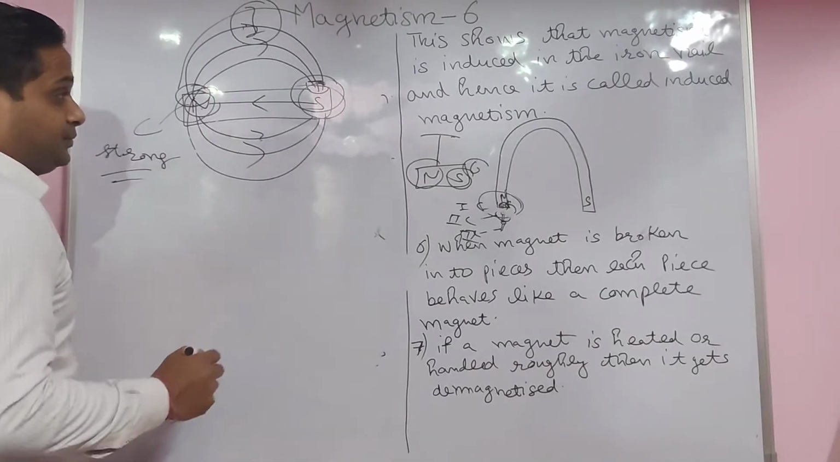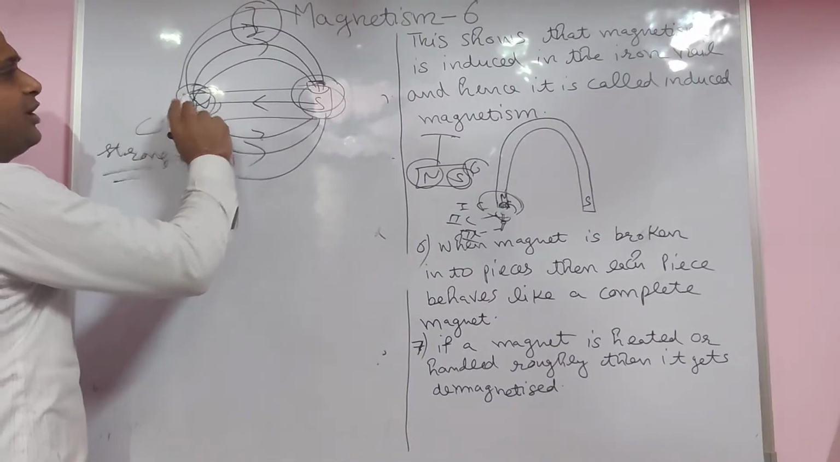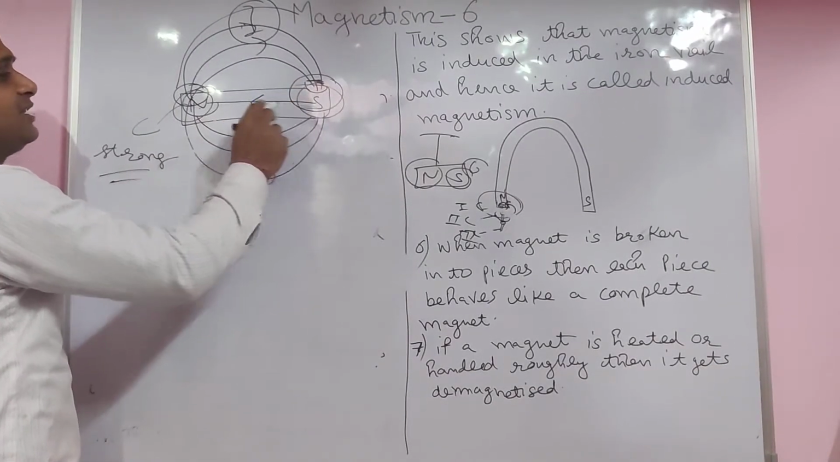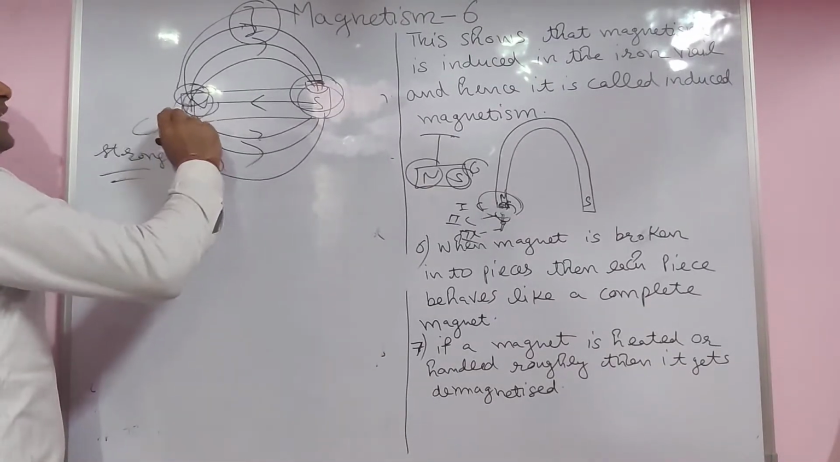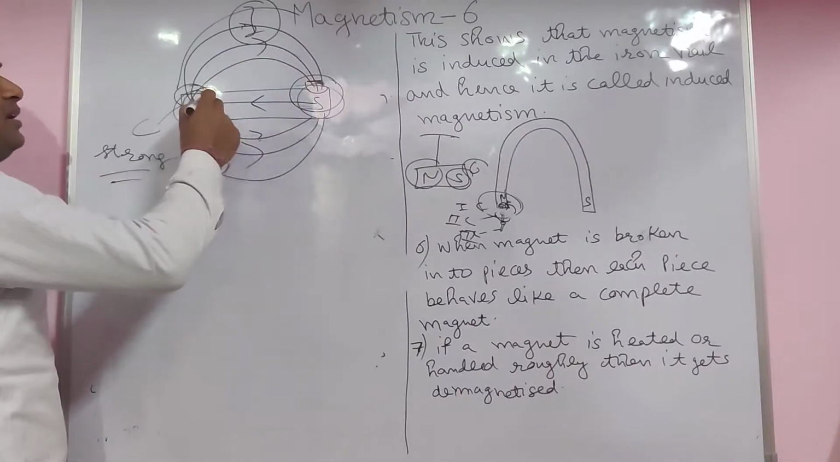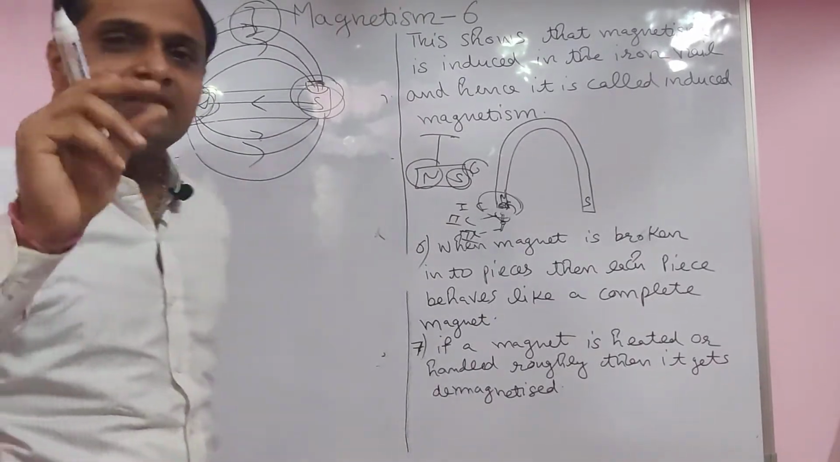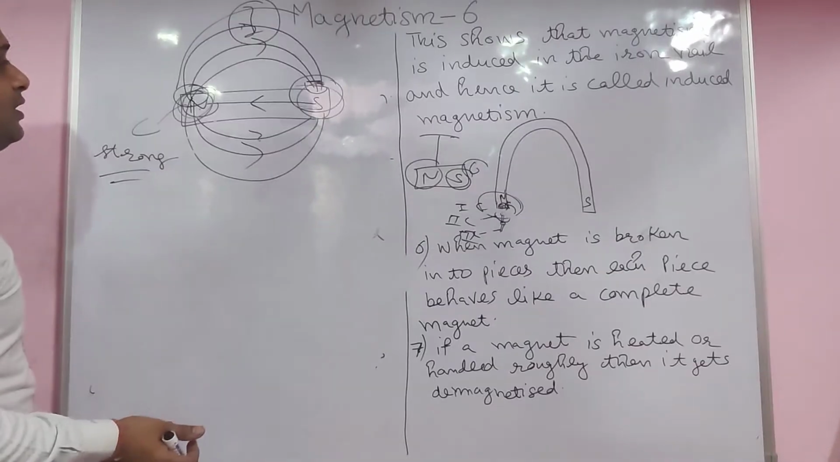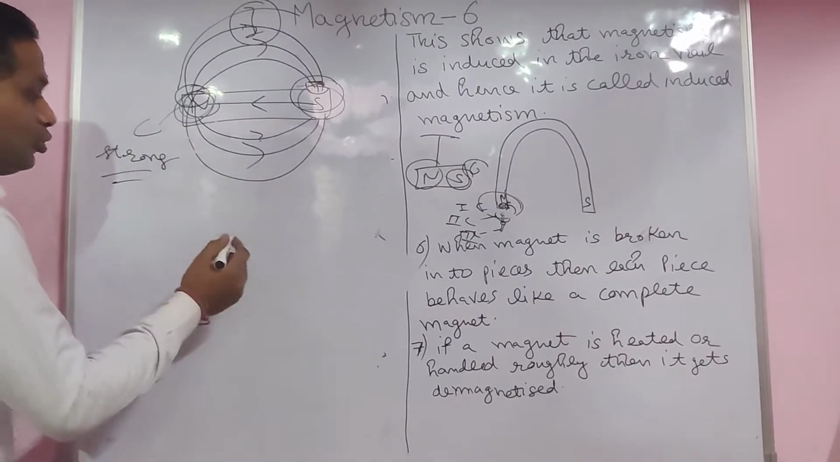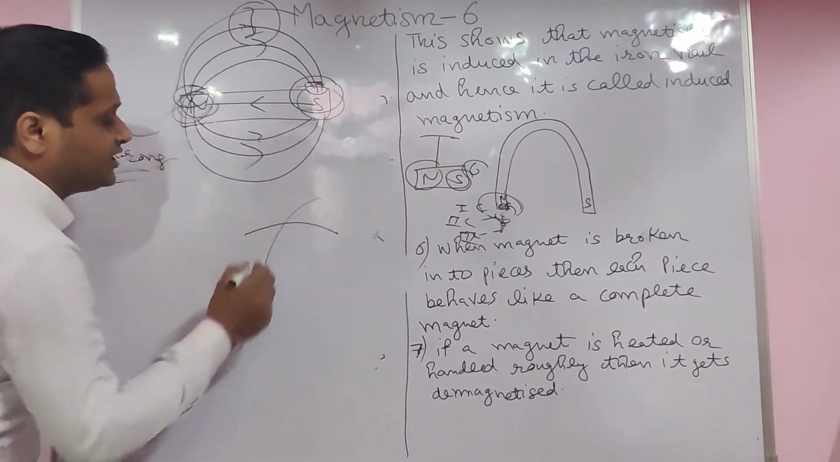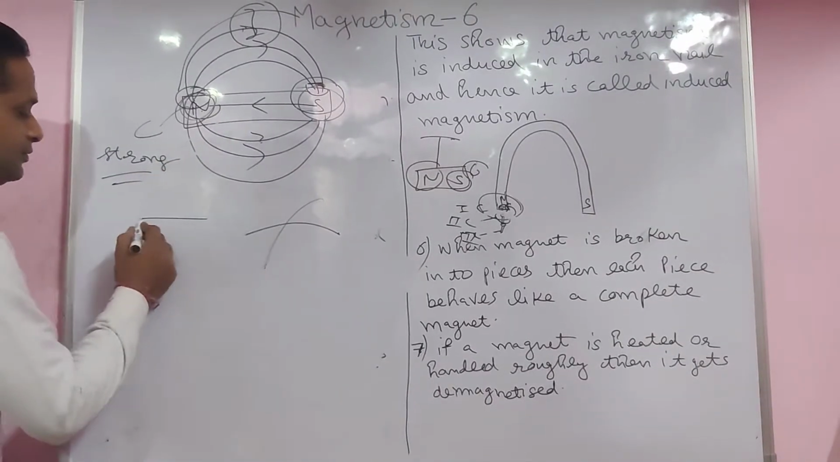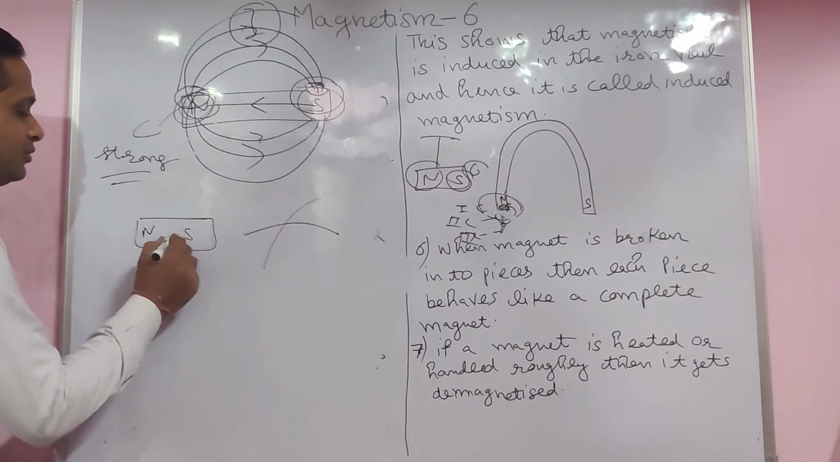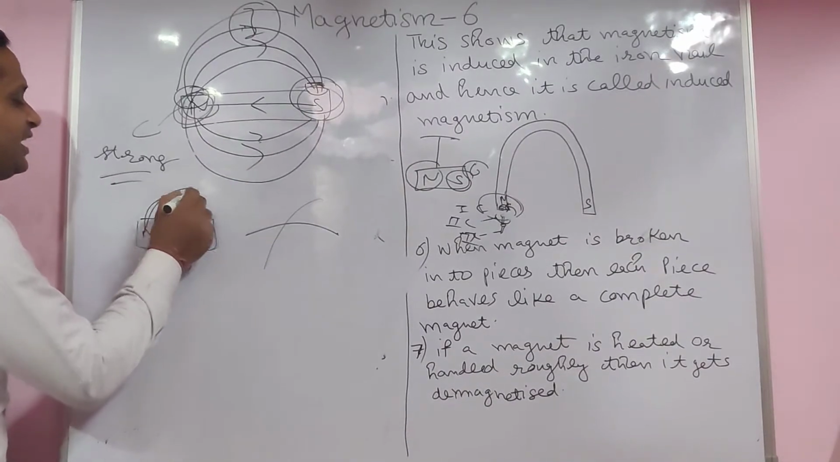And third thing. First, I already told, they move from north to south outside and inside the magnet from south to north. Second, where the magnetic lines are very near, the magnetism is high. Third one: no two magnetic lines cross or intersect each other. For example, this is the north, this is the south. No two magnetic lines cross each other.